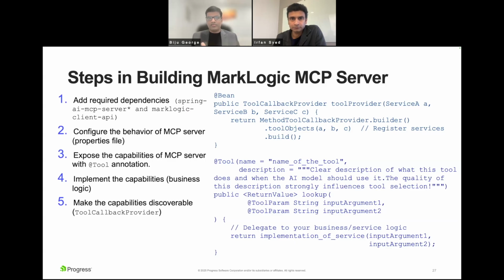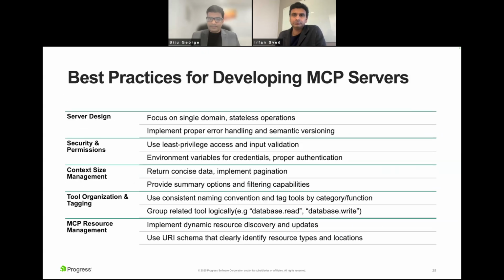So these 5 steps are essentially what is needed to build an MCP server. It means that what you need is Java knowledge, MarkLogic, and data in MarkLogic as the bare minimum to build a reliable MCP server in MarkLogic. Next slide.